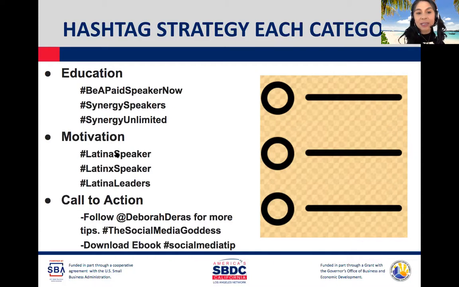Awareness, right? So this is awareness of who is my target audience: Latina speakers, Latinx speakers, Latina leaders are who I speak to. And then when you do a call to action, you could also put a hashtag. But here's the thing. You don't want to have 30 hashtags in your description box. You want to have maybe 2 or 3 when you're doing the description. The rest of the hashtags should go into the comments. So you comment on your own post, and that's where you paste your hashtags.